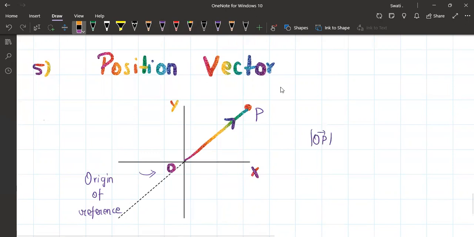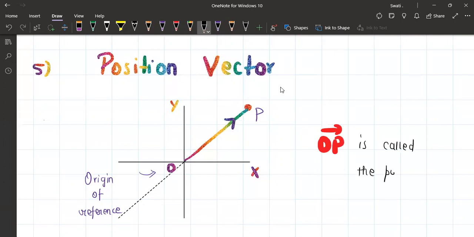If you want, just write down OP without writing the magnitude symbol. So OP is called here the position vector. All right, so this is our position vector. Now, because we have understood this, also remember, because it is on a space, it will have the coordinates x comma y as well. If you are talking about 3D, it will have x, y, z.